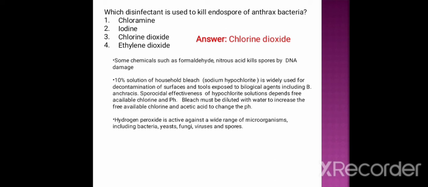Sporicidal effectiveness of hypochlorite solution depends on available chlorine and pH. Bleach must be diluted with water to increase the free available chlorine, and acid changes the pH. Hydrogen peroxide is effective against a wide range of microorganisms, including bacteria, yeast, fungi, viruses, and spores.